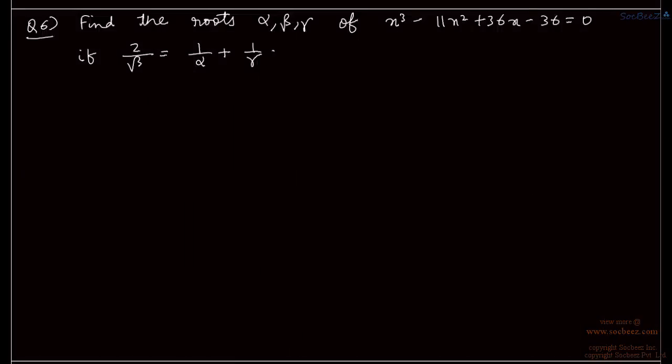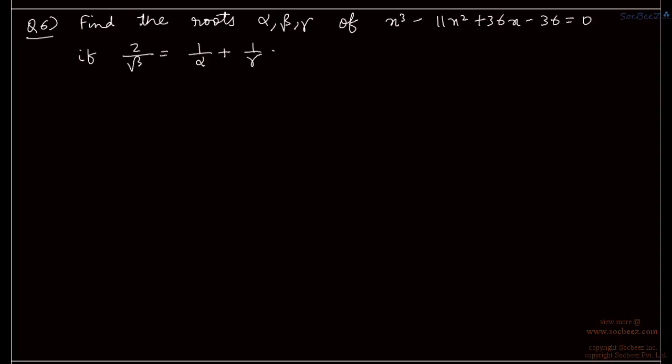Welcome back. So here we will take some other questions on quadratic equations and expressions. More specifically, we will try to cover some polynomial equations now. Find the roots alpha, beta, gamma of x cubed minus 11x square plus 36x minus 36 equal to 0 if 2 by beta is equal to 1 by alpha plus 1 by gamma.